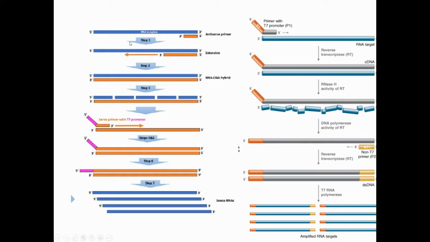And this is just the procedure. Initially you have an RNA template, then you have the antisense primer in the presence of a reverse transcriptase, so you synthesize these, and then you have this RNA-DNA hybrid. Then the RNase H will degrade the RNA and give you this single-stranded DNA. And then you have the sense primer with T7 promoter. Then you can synthesize this double-stranded DNA. Okay, this is NASBA.